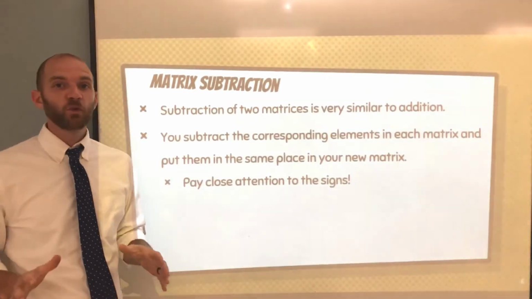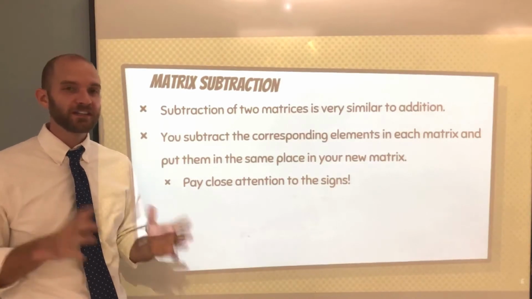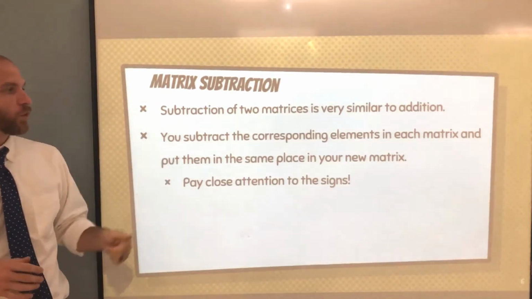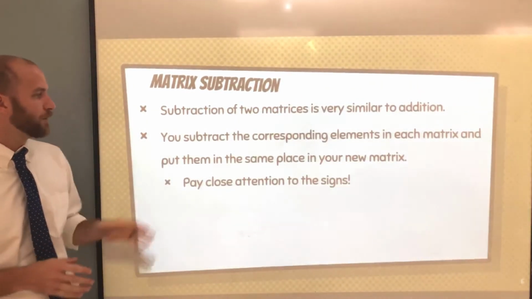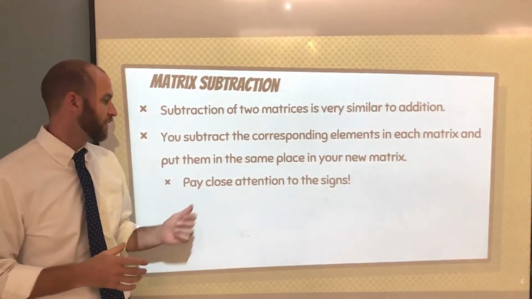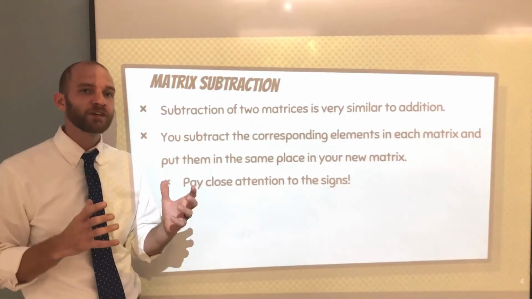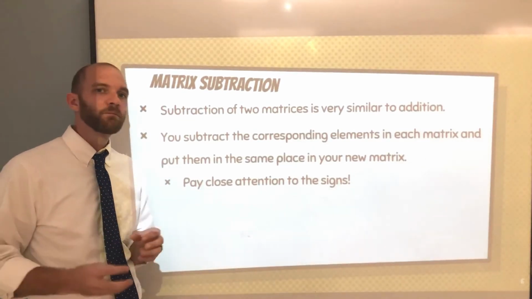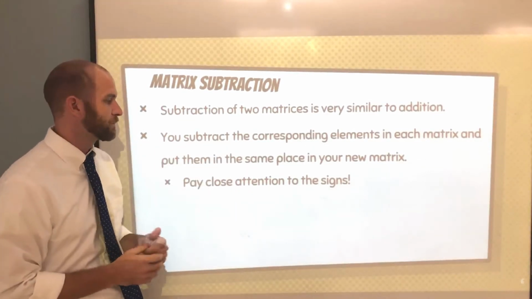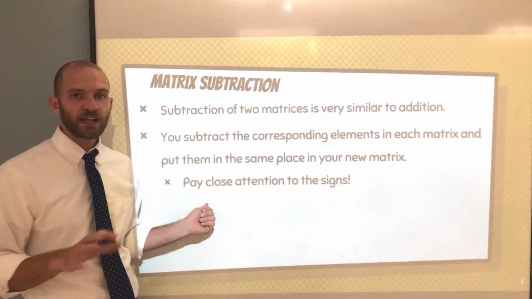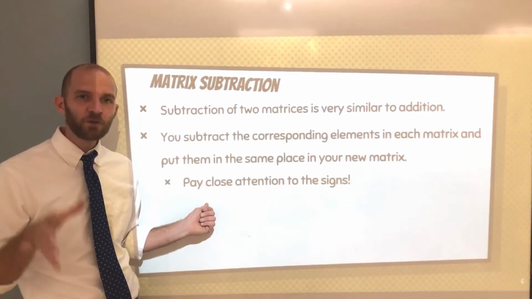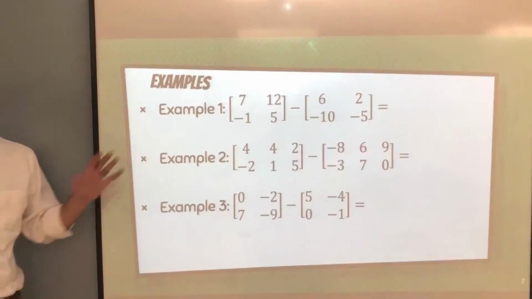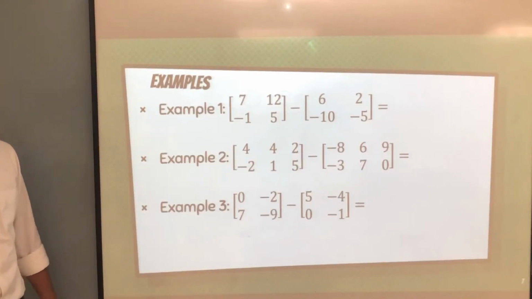Now subtraction is going to work very similarly to addition. You're just going to subtract the corresponding elements in each matrix and put them in the same place in your new matrix. Thus, you're going to create a new matrix that is the exact same dimensions as both originals, but just the second matrix gets subtracted there. The only thing you want to do in subtraction that's a little bit different is paying close attention to your signs. So let's take a look at these three examples together.